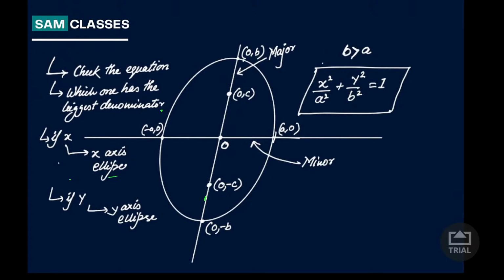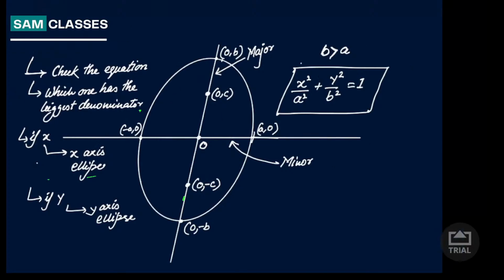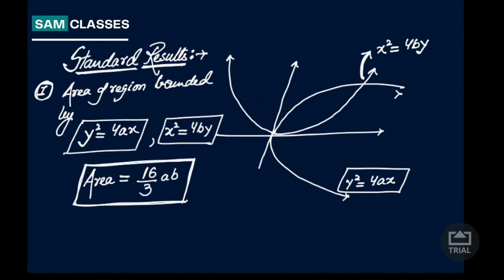What have we learned? We learned about straight lines a bit. We learned about parabola, ellipse, and circle. Clear till here? Nobody has any doubt. Nothing tough is here. Chalo. Next, coming to the standard results.